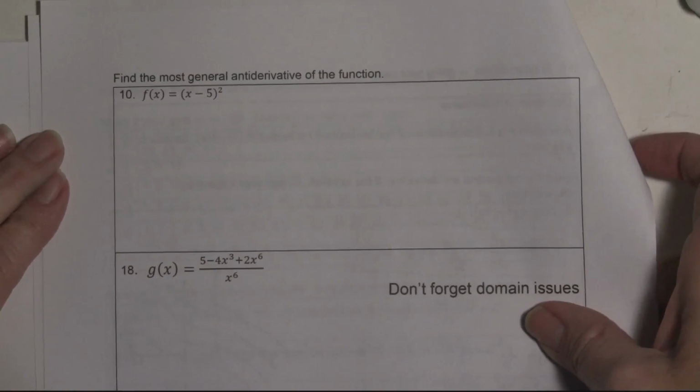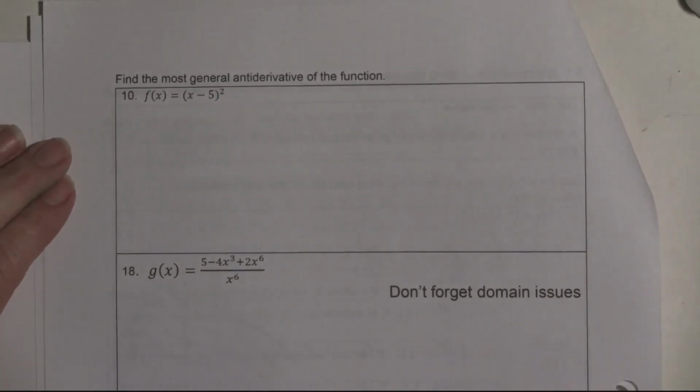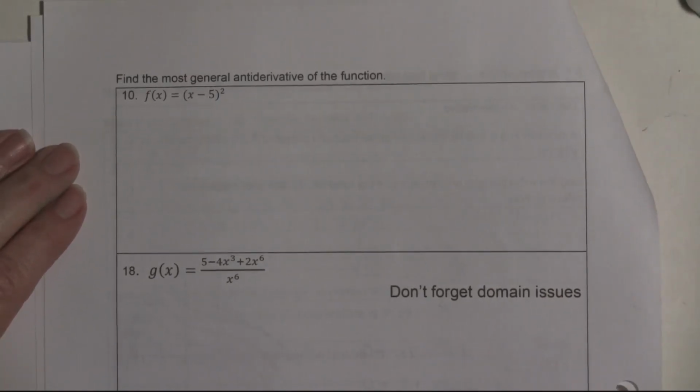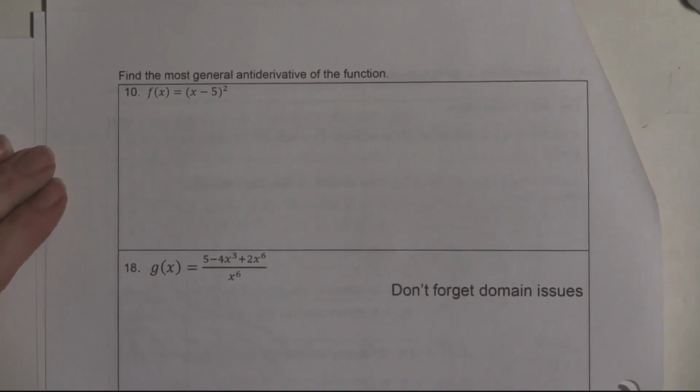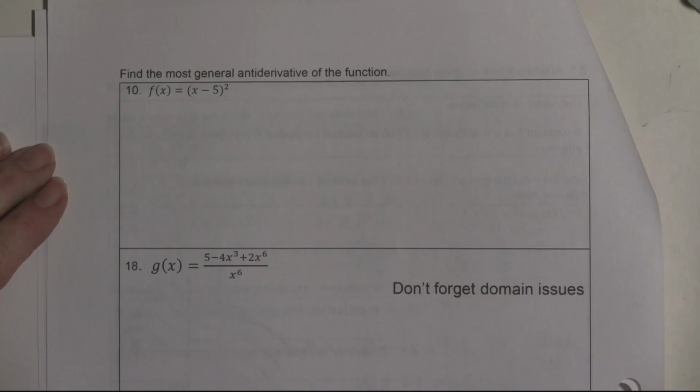So problem 10 out of your book. As I look at problem 10 here, to find the antiderivative, all I really have is the unpower rule. They call it in your book the power rule, but I like to call it the unpower rule since I feel like I'm going backwards and finding the antiderivative.